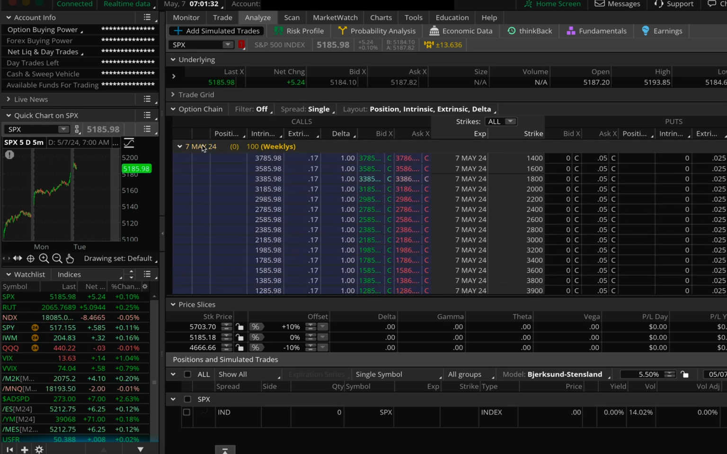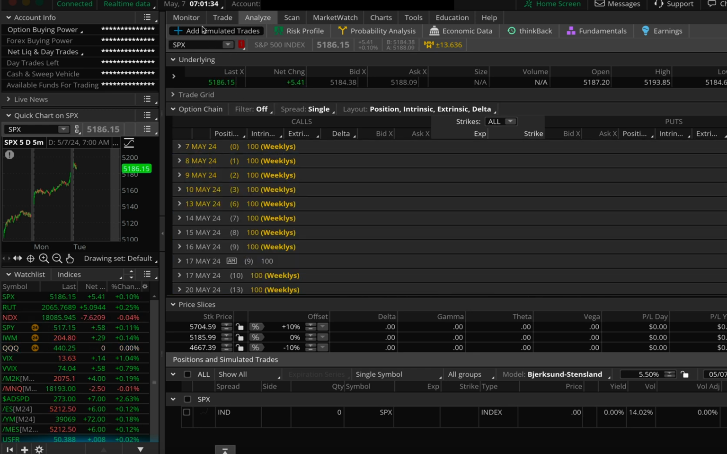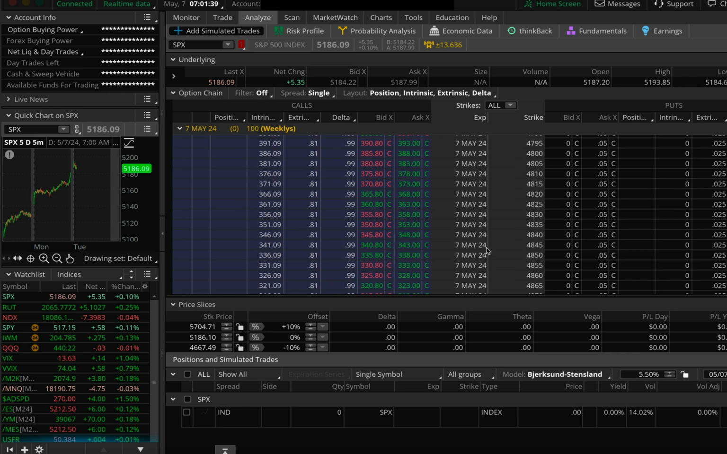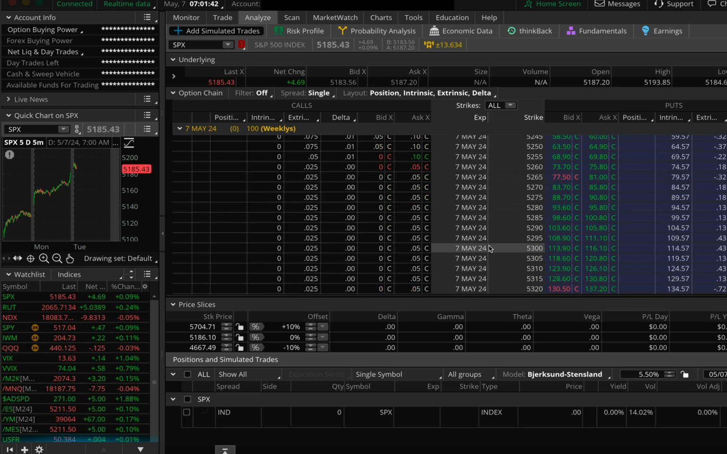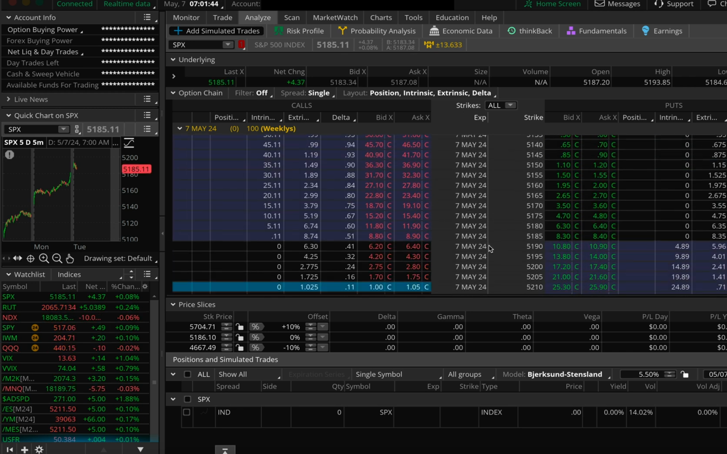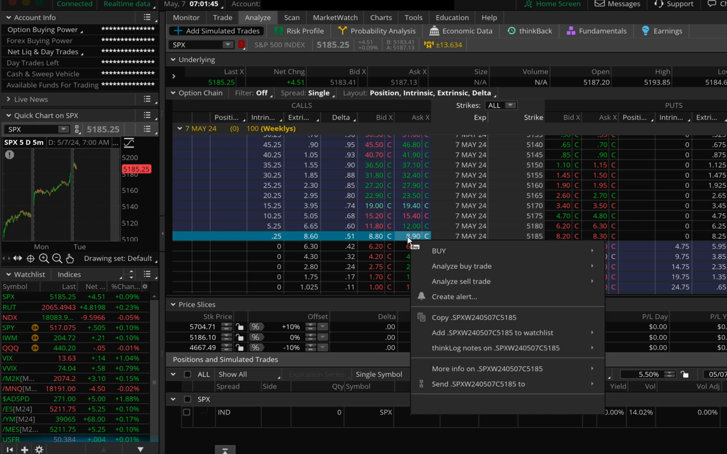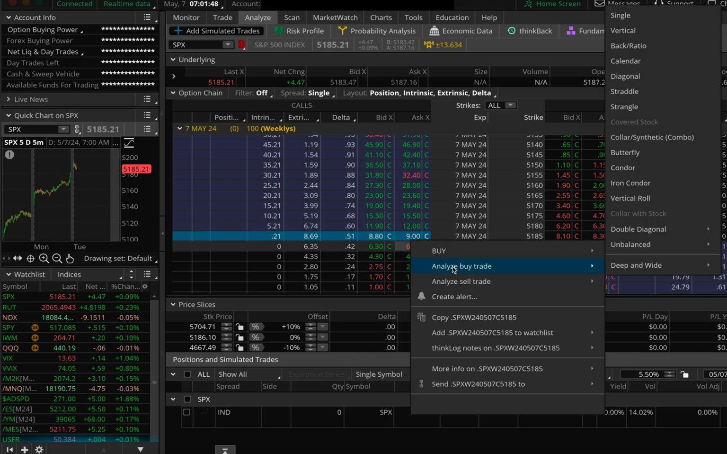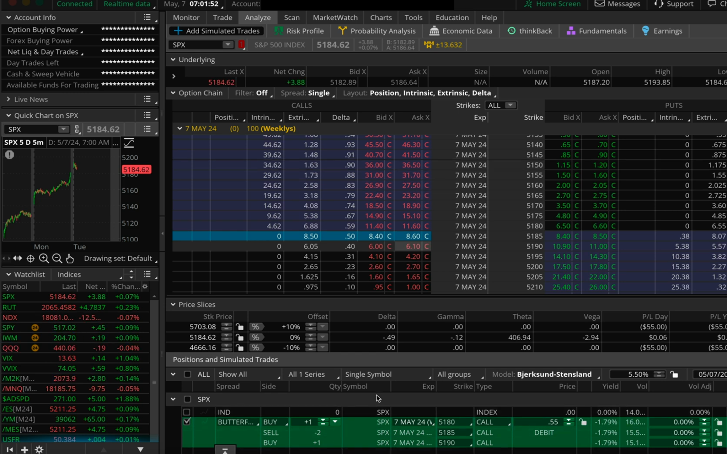To put this trade on, I go to the SPX. We're doing this on the SPX. I go to the 0D options in the option chain. Today's May 7th. Then I go down to at the money, and there's the at the money. So I just click on there, right click, and say analyze by trade. Then I say butterfly, and that'll throw that simulation down below.